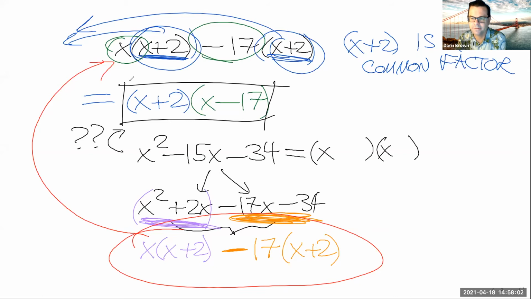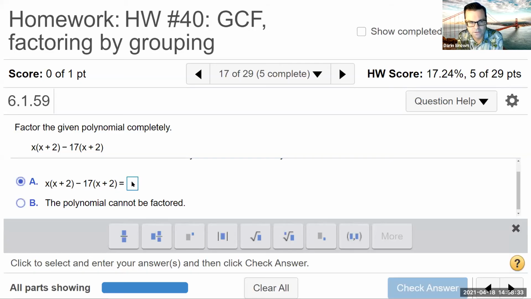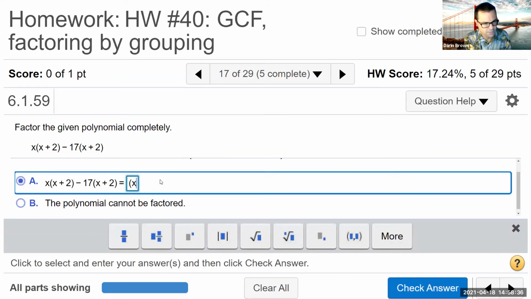So we're kind of in the middle of an AC method problem. Now that we've got it to look like this, we could go through and do this last little step of factoring by grouping, and then that's how the trinomial factors. But this is giving you a peek ahead into what we're going to do in the next couple of sections. So in any case, this is x plus 2 times x minus 17.